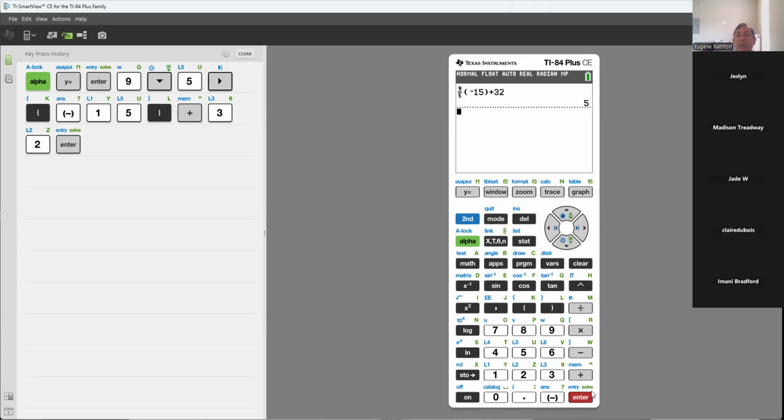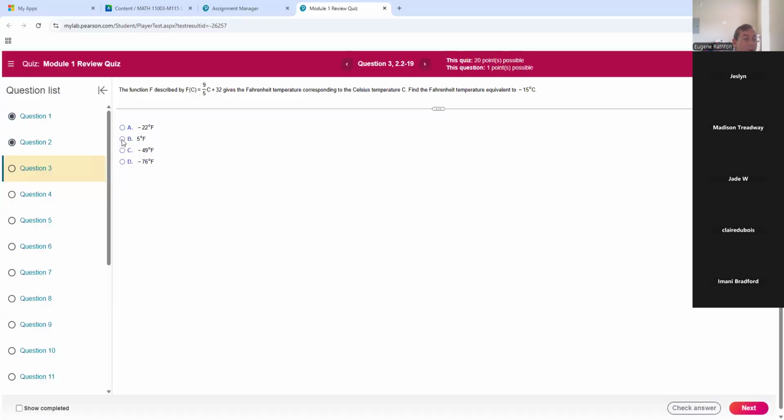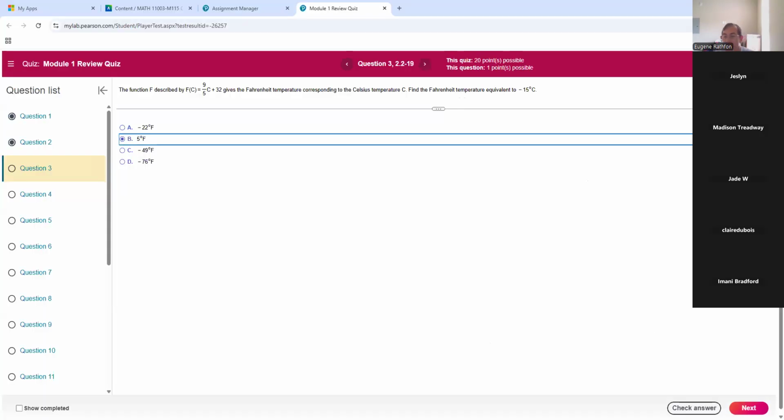So -15 degrees Celsius is equal to 5 degrees Fahrenheit. So y'all, let's see, do we got a 5 on there? Yeah, that would be our B. So click B, and then we go to the next.